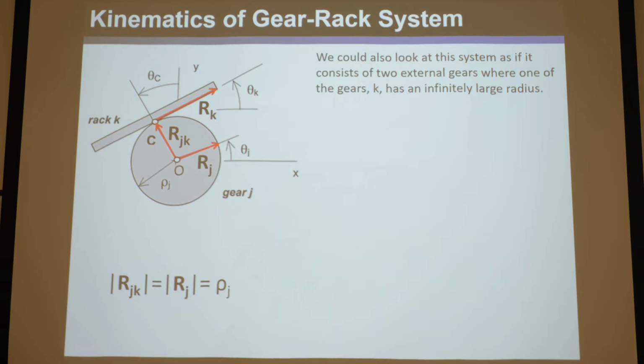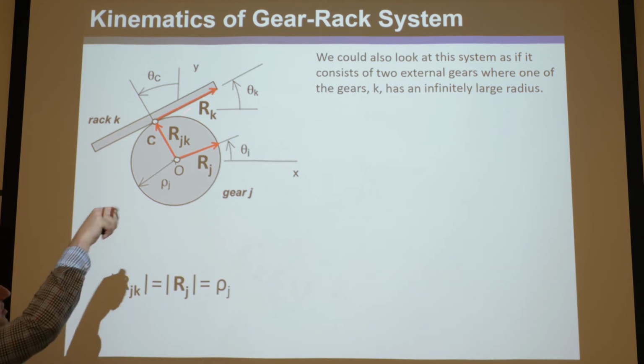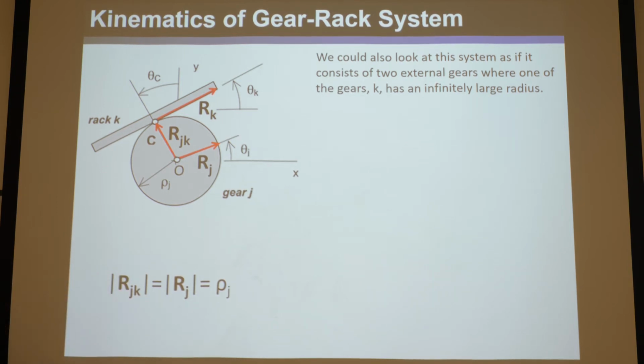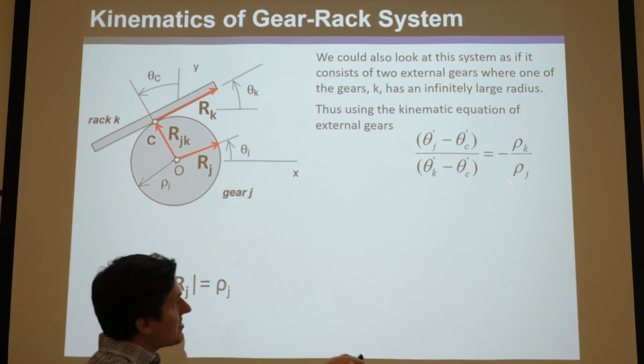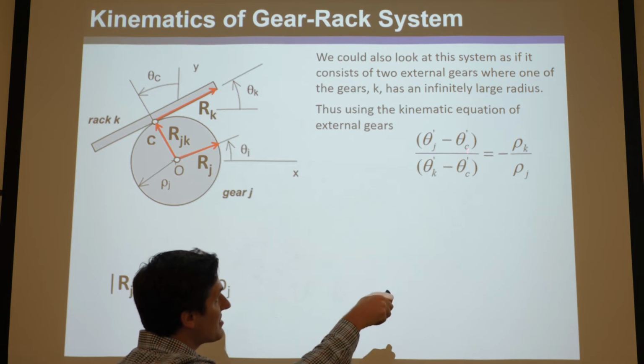Let's do the derivation of this. I think this is much more difficult to visualize than anything because not only can this gear rotate, but the rack and pinion can rotate and it can translate along touching there. So it's very difficult. But we could look at the system as if it consisted of two external gears. So remember the external gear equation, except where one of the gears, k, has an infinitely large radius. Remember when we did external gears, this was the equation where j's on top, j's on bottom, k's on top, k's on bottom. This is the c thing.